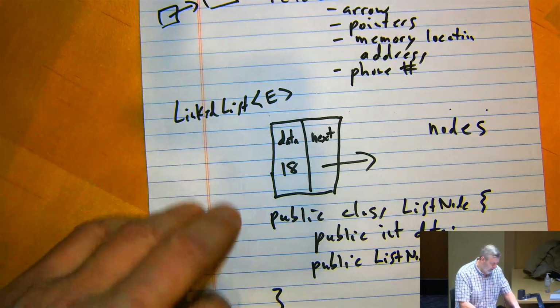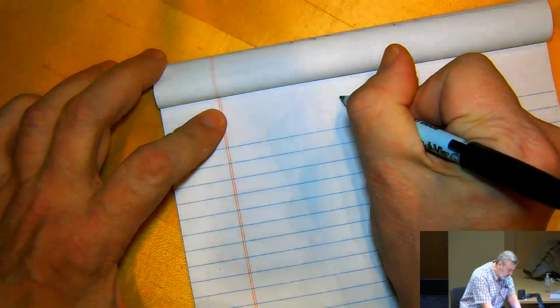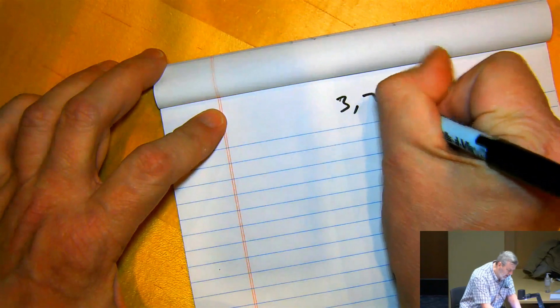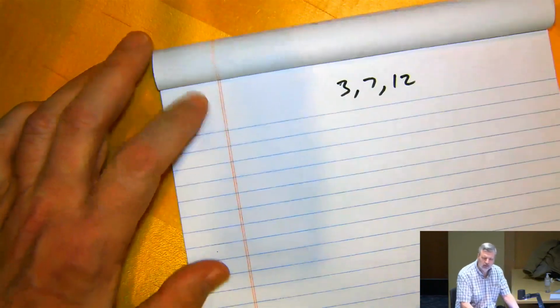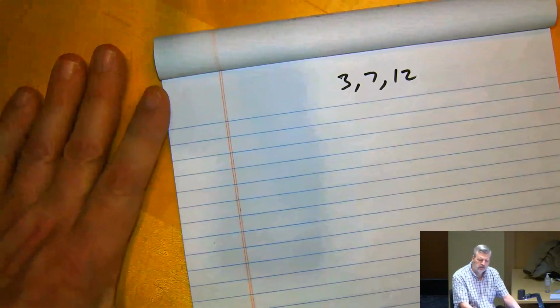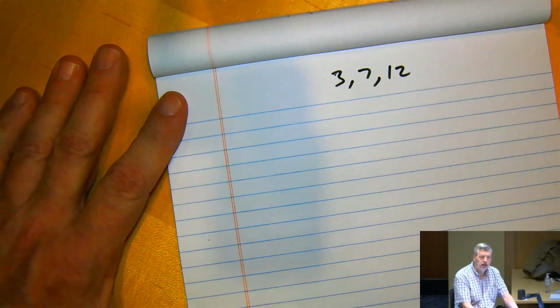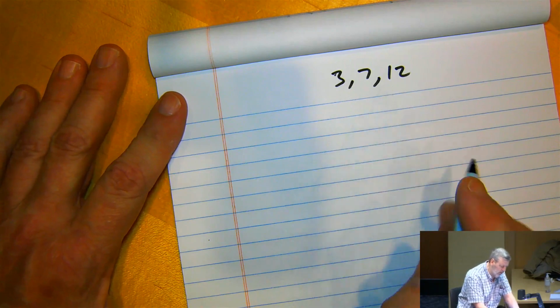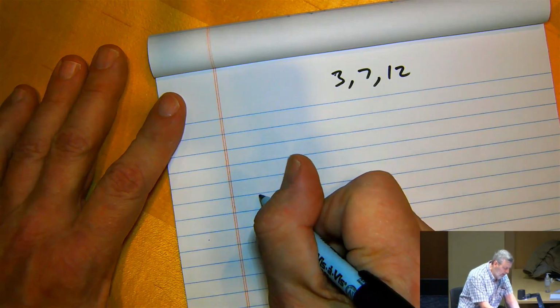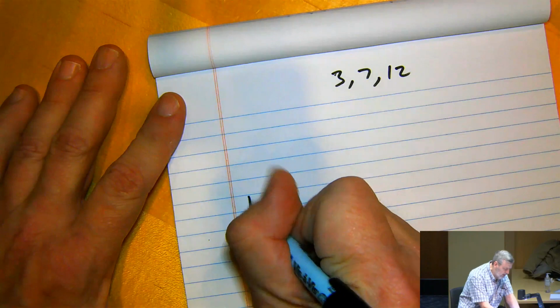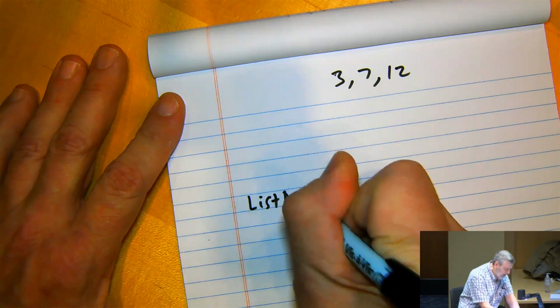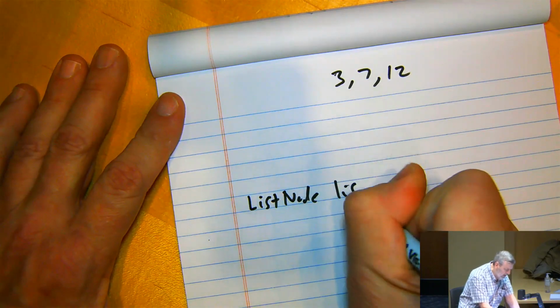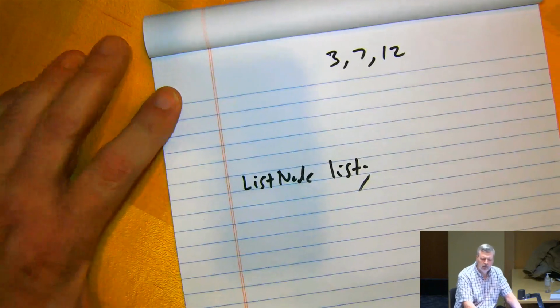All right, well, what I want to do is explore this a little bit by writing some code that would construct a list that would store 3, 7, 12. So I want to store 3 pieces of information. That means I'm going to end up constructing 3 different nodes because each bit of information is stored in one node. Let me start here by saying ListNode list. So let me introduce a variable called list.